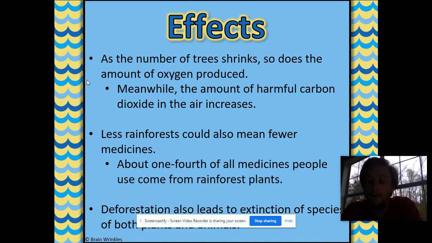And then the last bullet point you need to know and write down is deforestation also leads to extinction of species of both plants and animals. So you're getting rid of their habitats, you're getting rid of their homes, and that's leading to a lot of plants and animals becoming extinct.